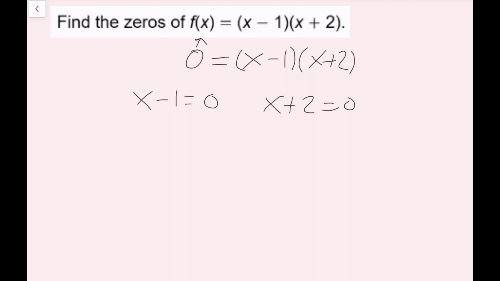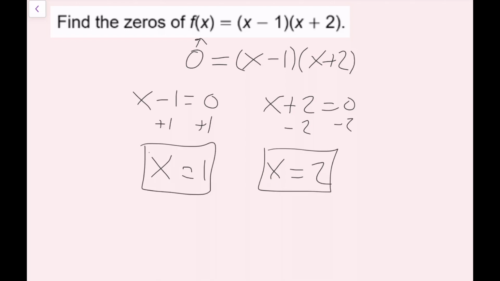So anyway, you can add 1 here, and then subtract 2 here, and I get my x values. So x is 1, and x is -2. So my zeros are x equals 1 and x equals 2. Sorry, this needs to be -2. So x equals 1 and x equals -2 are my zeros for this function.